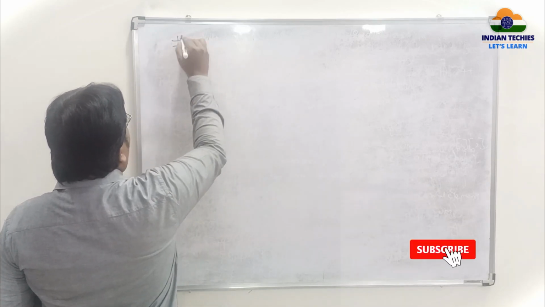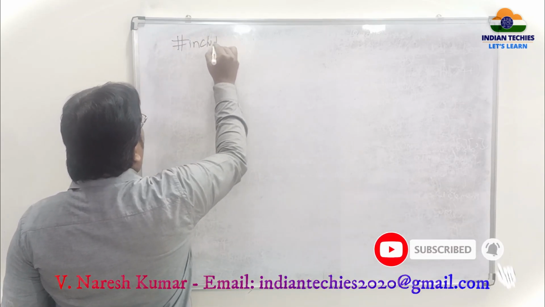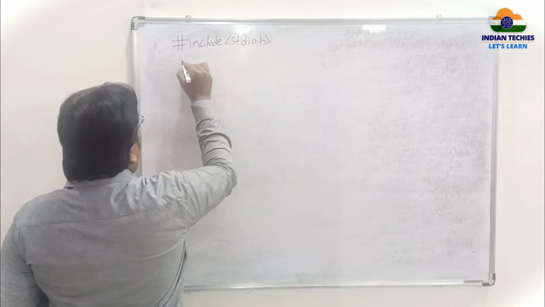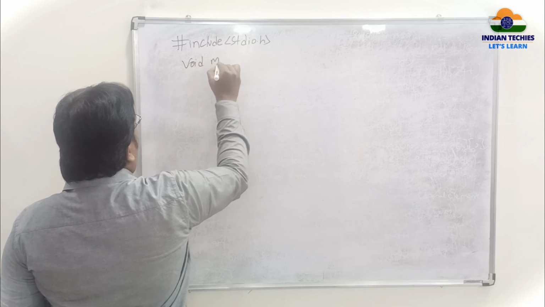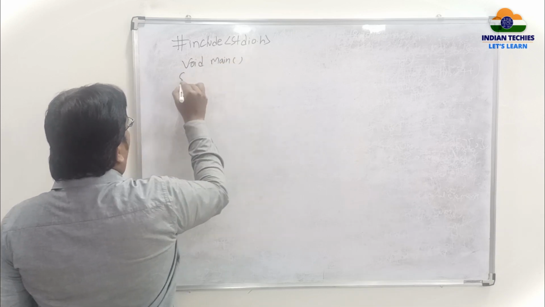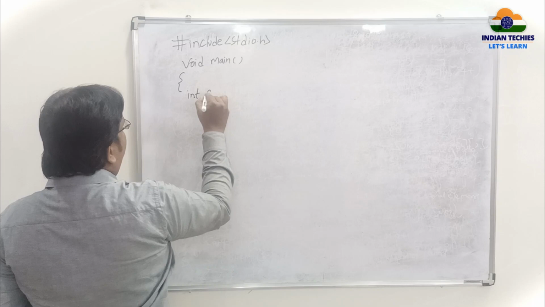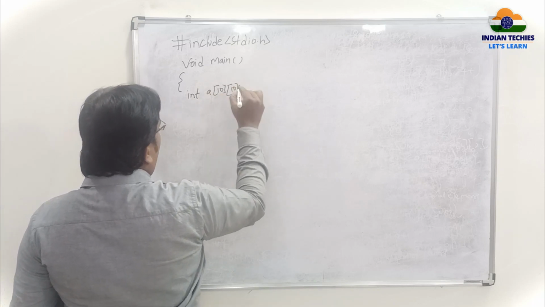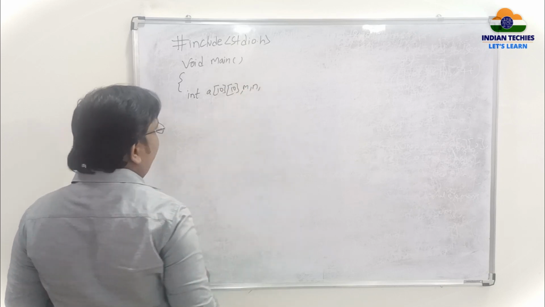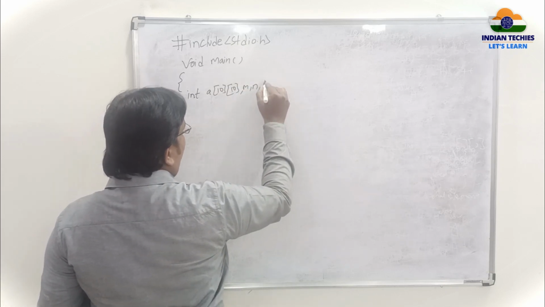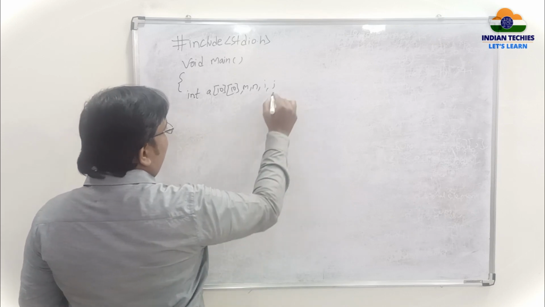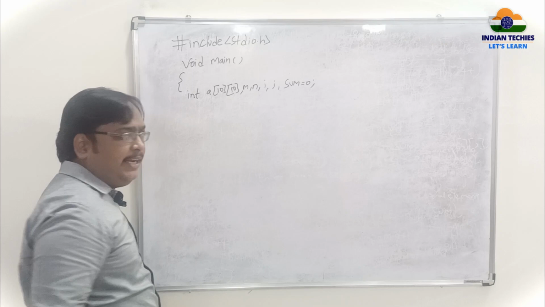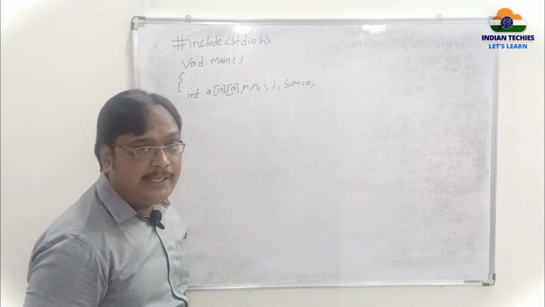As usual, #include <stdio.h>. Next, void main. Next, I am declaring a two-dimensional array of size 10 rows and 10 columns maximum. For this, how many rows and columns you want? That is m, n. For the purpose of for loop, that is i, j. Since I have to print all the sums, initially I am making sum as 0. If any other variables we require, we will declare at that time.